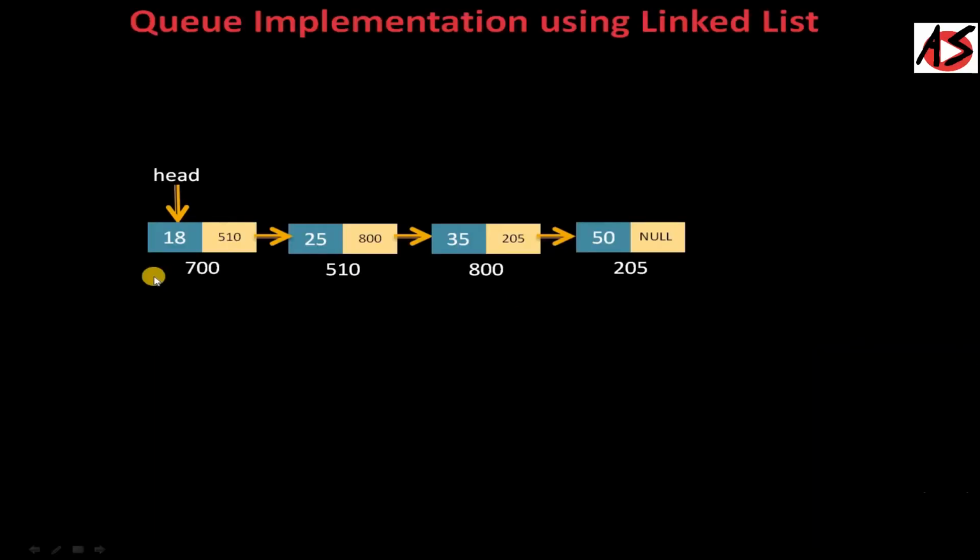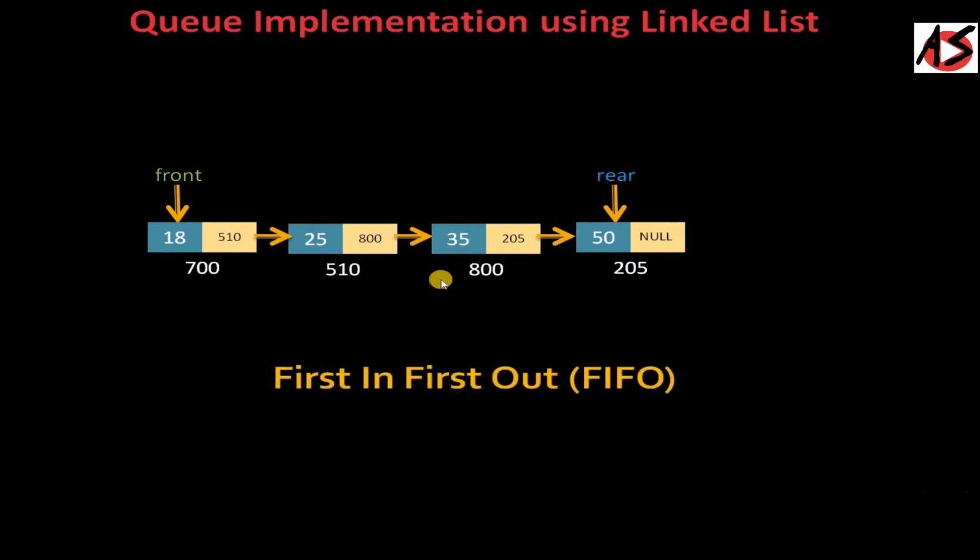You can see here the linked list in which you have a head pointer. But if you want to implement a queue using a linked list, you call the head pointer the front pointer, and on the last node you set the rear pointer. Since a queue maintains first in, first out order, you insert all elements at the rear side and delete elements from the front side only. So we are making the queue here.